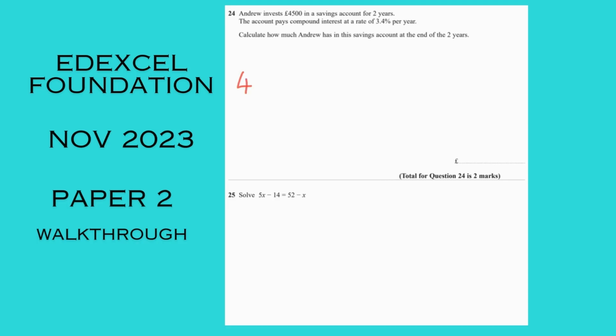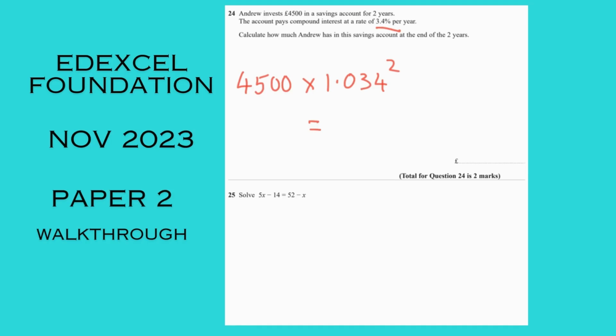Investment of £4,500. If something's increased by 3% a year, your multiplier is 1.03. But there's an extra 4 on the end, and it's over 2 years. So 4500 times 1.034 to the power of 2.